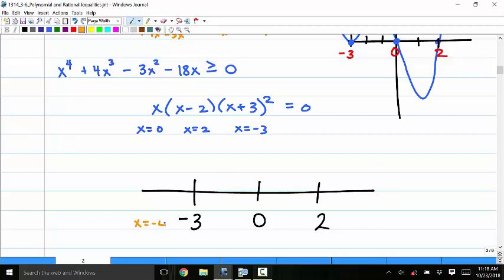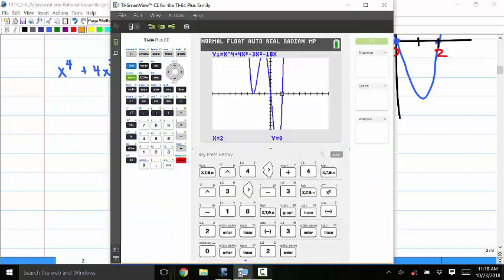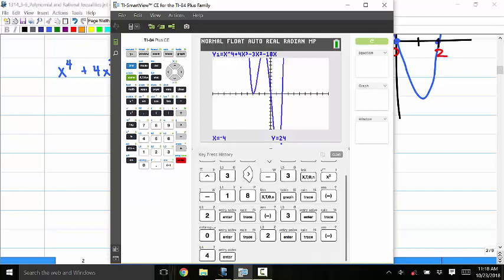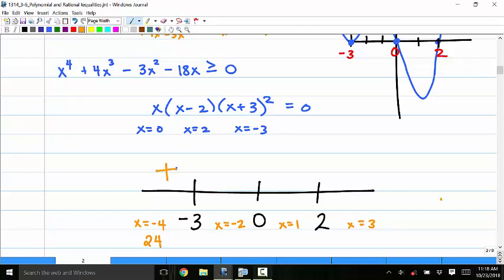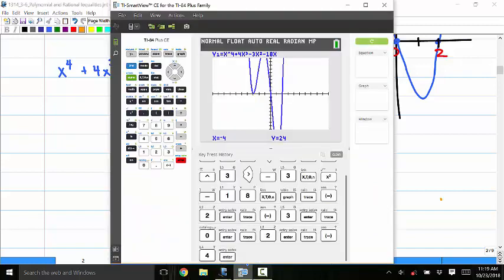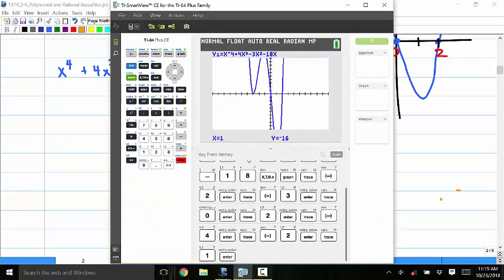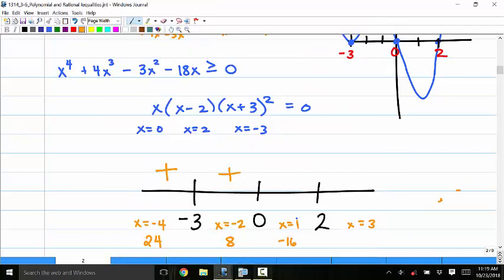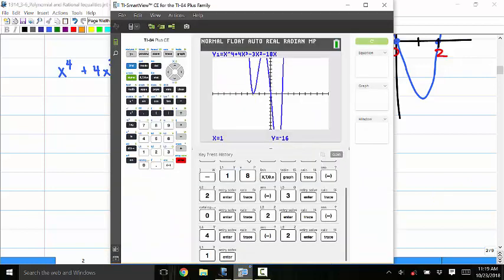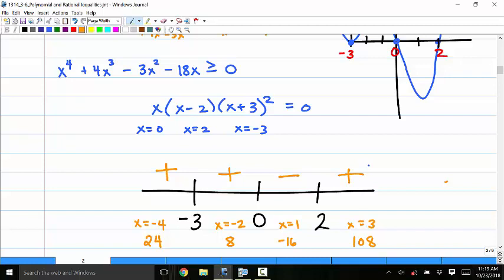x equal -4, x equal -2, x equal 1, and x equal 3. Go to your calculator and see if those are positive or negative numbers for your y values. So trace -4, enter. I get 24, which is a positive number. If I type in -2, I get 8, which is a positive number. If I type in 1, I get -16, which is a negative number. And if I type in 3, I get 108, which is a positive.